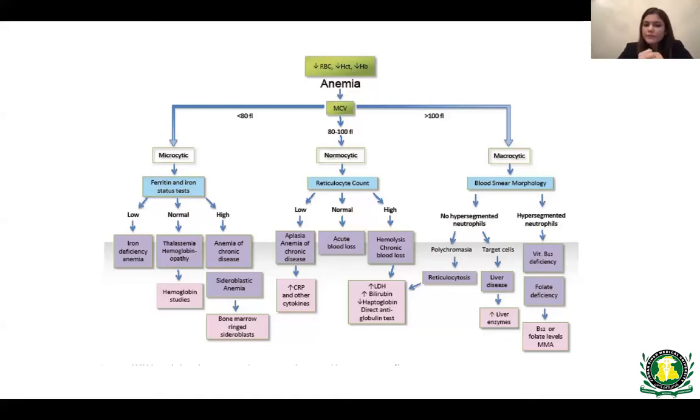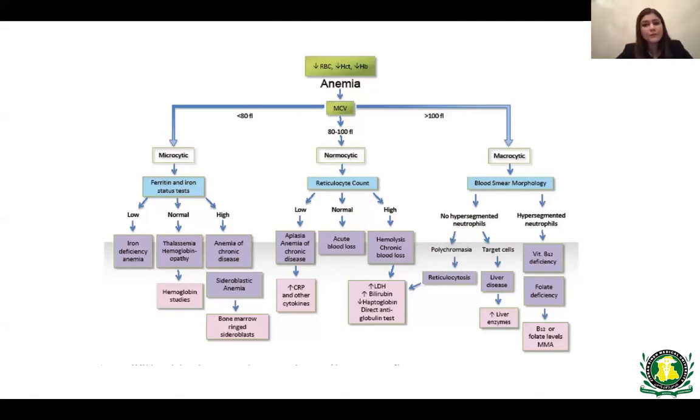And you would see ringed sideroblasts over there as well. In the normocytic section, retic count: low, normal, high. If it's low, that means aplastic anemia or pure red cell aplasia. That could be coming from your viral infections, and then you will see inflammatory markers elevated.